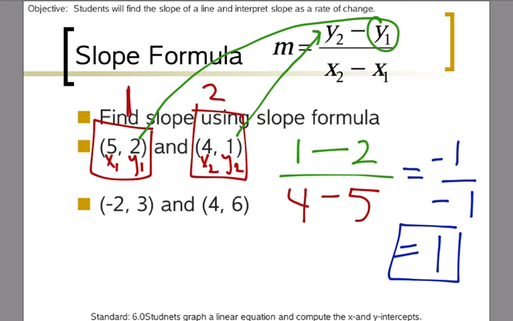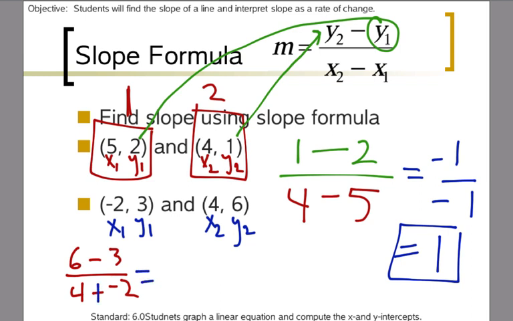And doing the same process for the second problem, I would label again this x1, y1, x2, y2. So now I do 6 minus 3 divided by 4 minus negative 2. And then it's just a matter of simplifying. There are two negatives, so I have to change the signs. So I get 6 minus 3 is 3 divided by 6, and that reduces to 1/2. So the second slope is 1/2 using the slope formula, and that's without having to graph them.